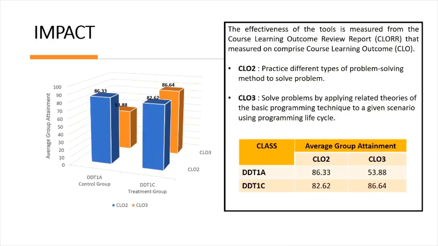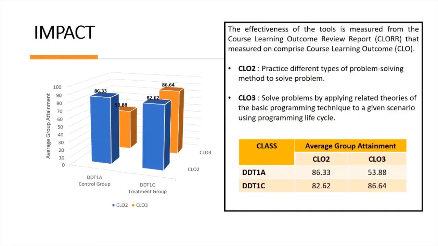The effectiveness of the tool is measured from the course learning outcome review report that measures the course learning outcomes involved. The CLOs are CLO2, practice different types of problem-solving methods to solve problems, and CLO3, solve problems by applying related theory of the basic programming technique to a given scenario using the programming life cycle. The treatment group showed a higher percentage of average group attainment for both CLO2 and CLO3, achieving above 80%, compared to the control group with CLO3 only above 50%.